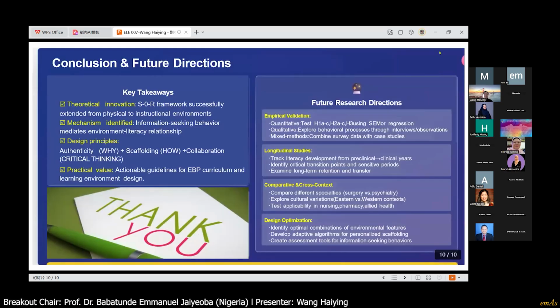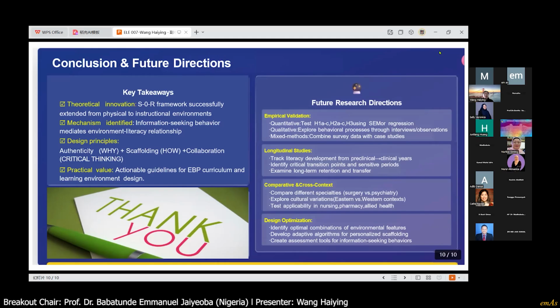Yes. Finally, let me conclude by summarizing the points, then look forward to future research. First, the SOR framework works for education. Information seeking behavior is a key mechanism. Our three principles can guide the teacher to design the environment.